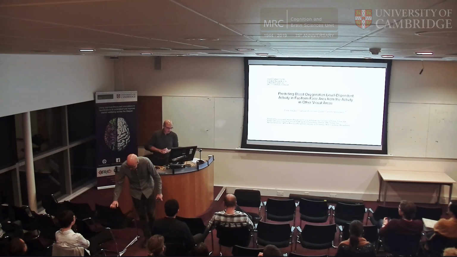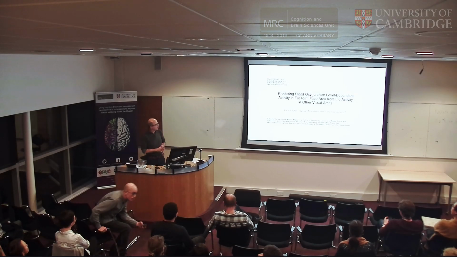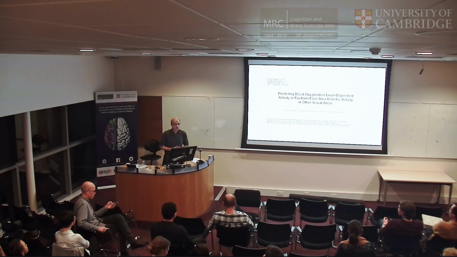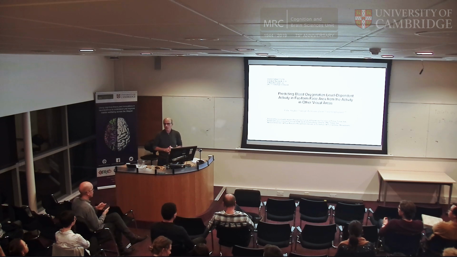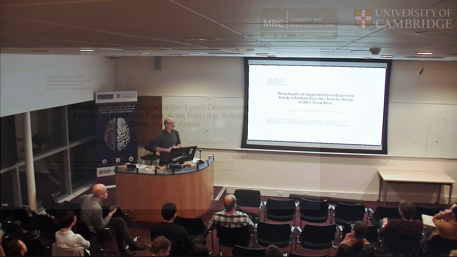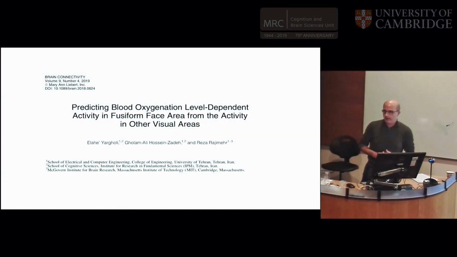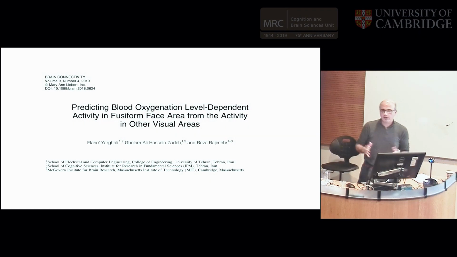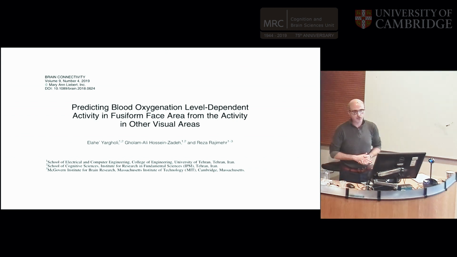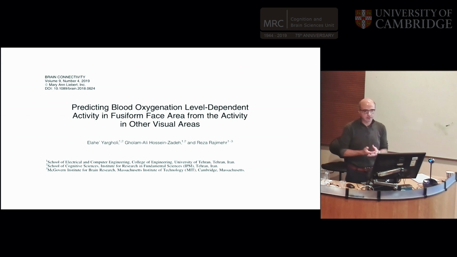Okay, so I'm going to talk about a study in which we used partial least squares regression to predict the mean BOLD activity in the fusiform face area based on the pattern of activity from other visual cortical areas. So I'm actually going to talk about the study that we did, so it's not more like introducing a new method or something like that.